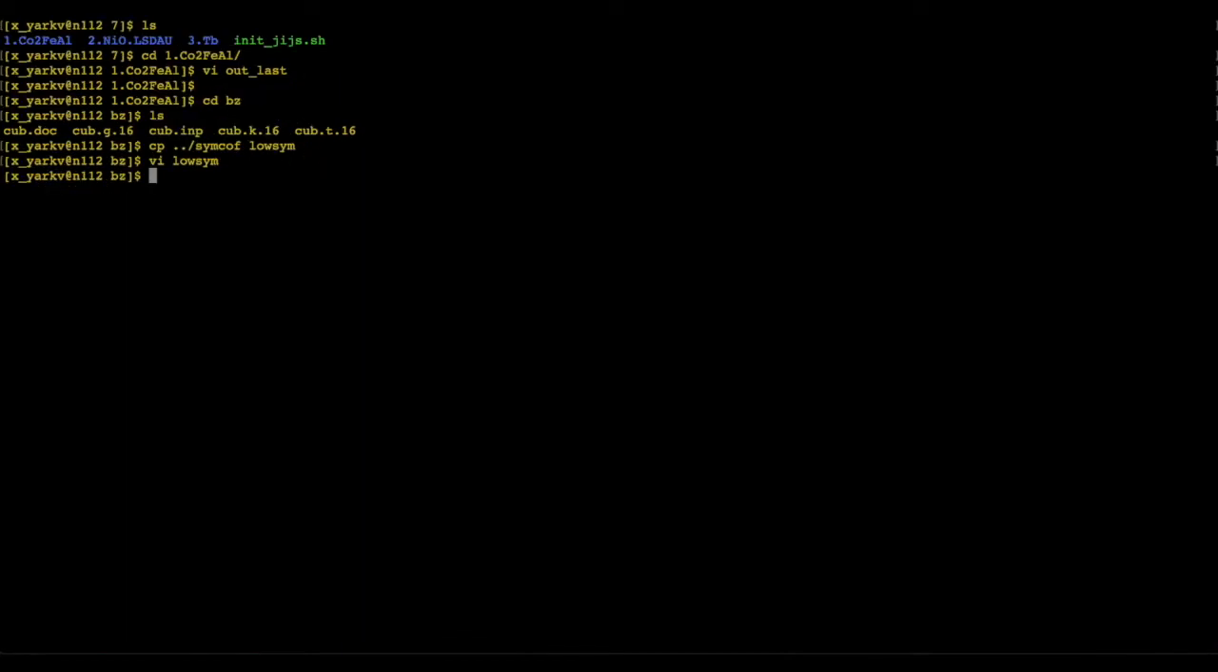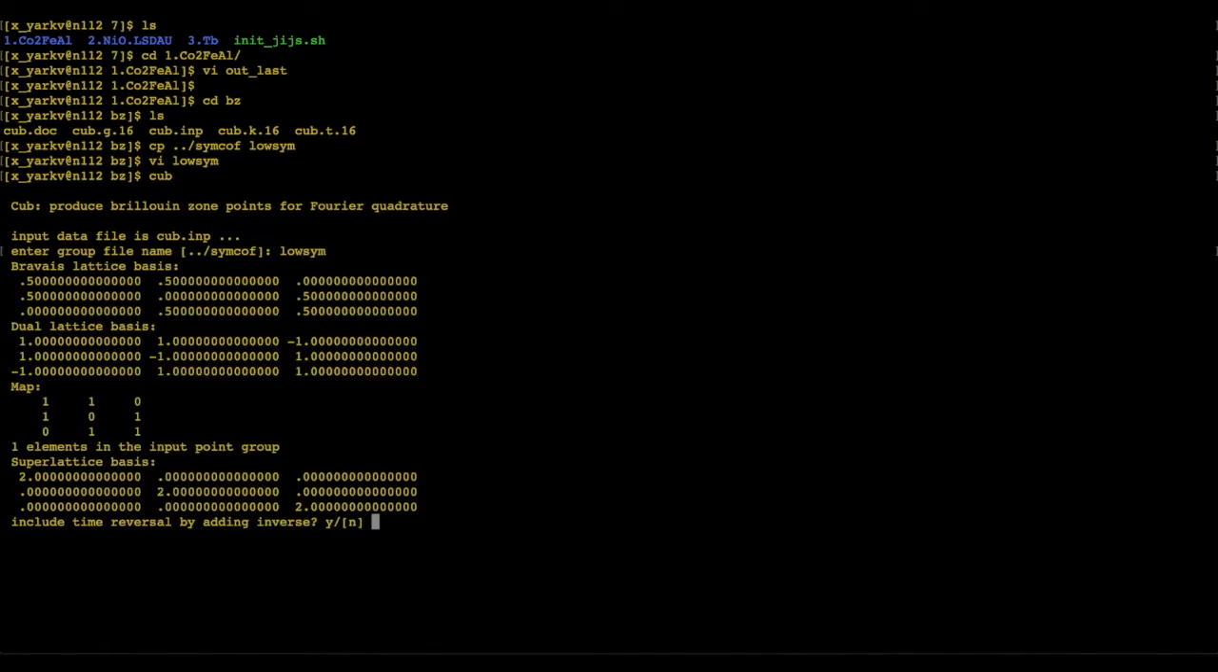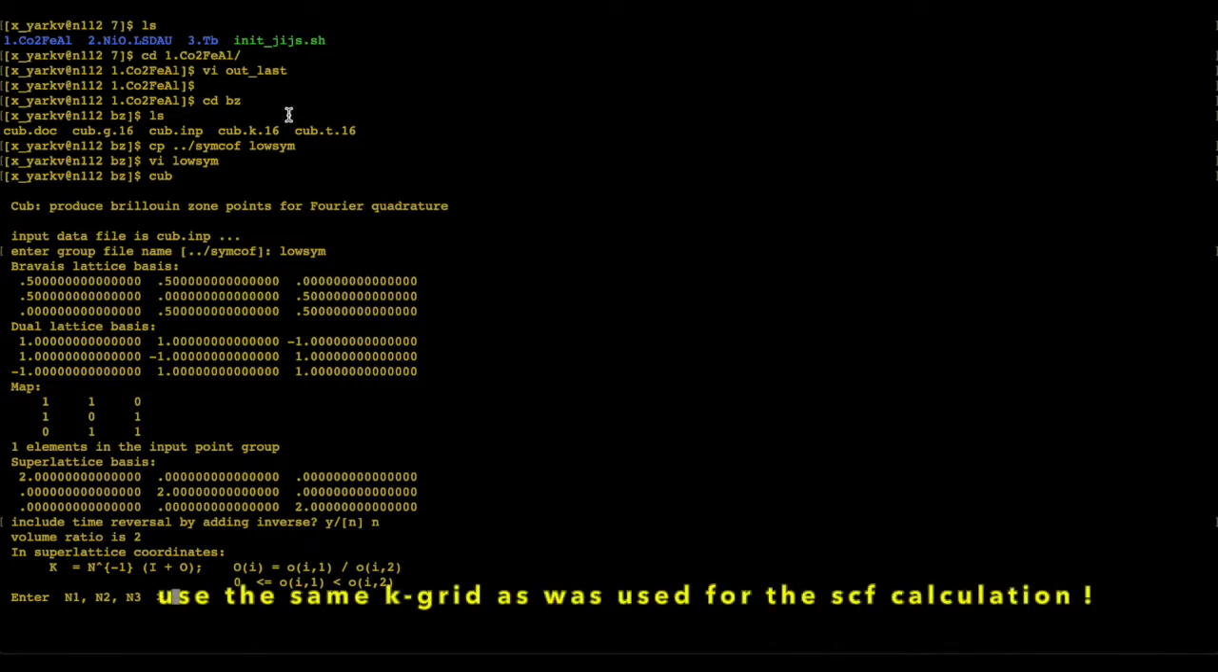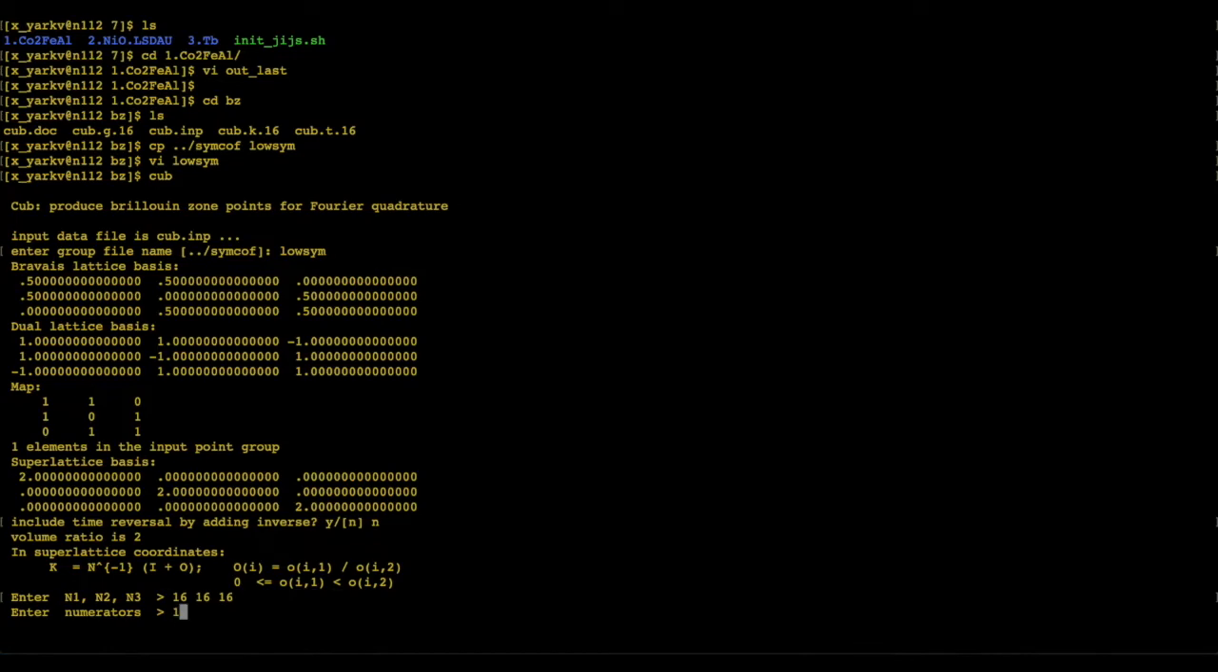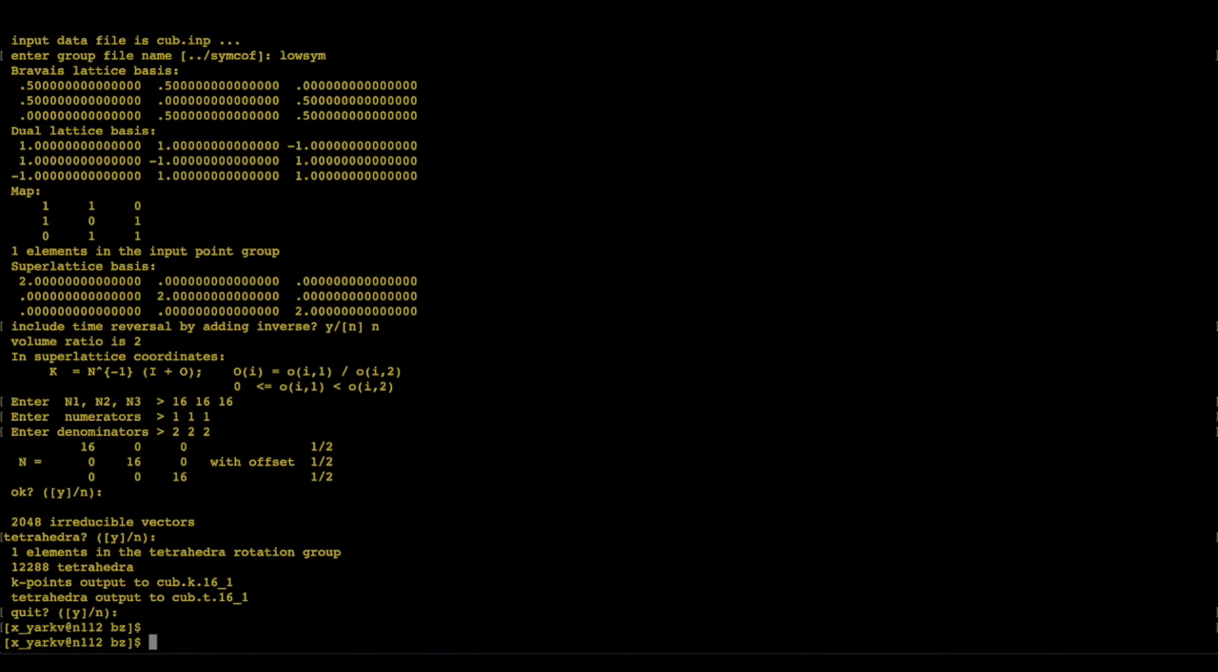Good. Now we can run the program called cube for generating the k-mesh. And by default it takes the SymCof file from the directory above. In this case, we have to use the newly generated file called LSDA+U instead. Include time reversal? No. And now we enter the k-point dimensions. And this calculation was done with 16 times 16 times 16 k-points, and we had a shift of 1/2, 1/2, 1/2. Now we hit enter a couple of times, and you see that we got a new file with a new k-mesh.